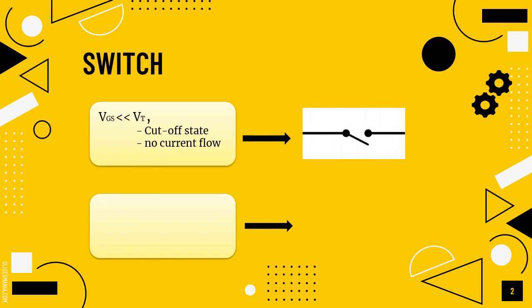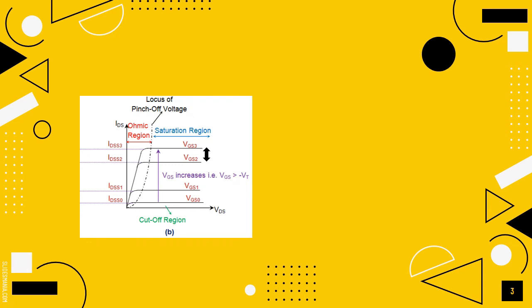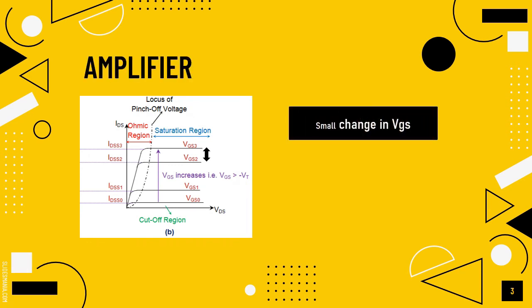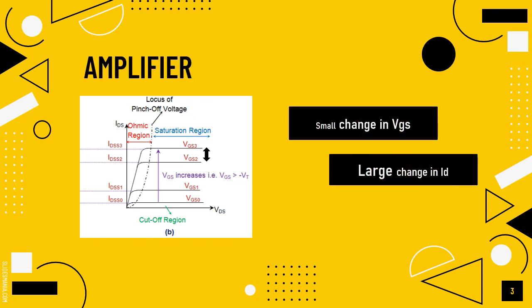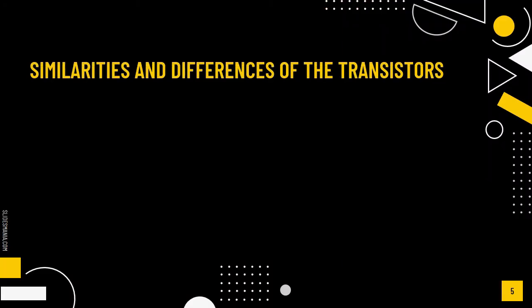When VGS exceeds the threshold voltage, current is able to flow from the source to drain and it is now acting like a closed switch. Also, we observe that a small change in VGS will result in a higher change of IDS, thus amplifying the current. Lastly, we look at the comparison between MOSFET and other transistors.